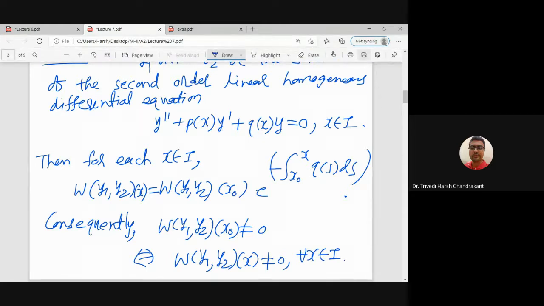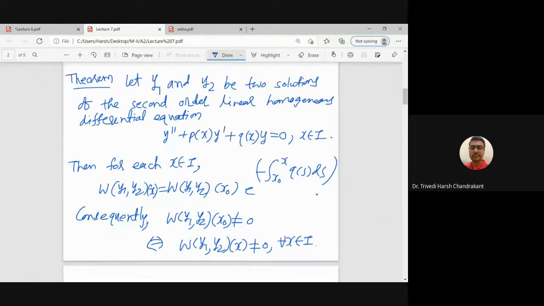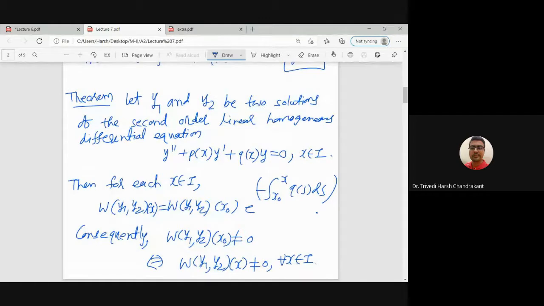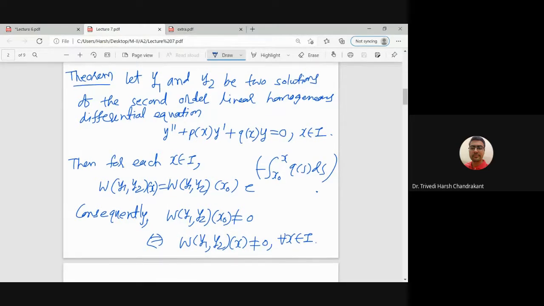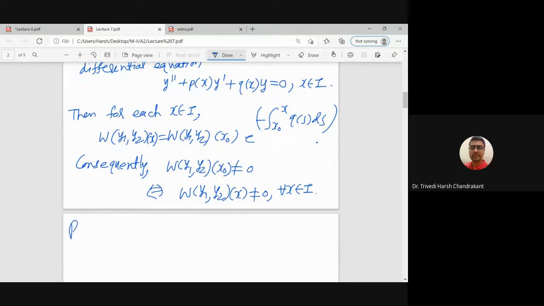Right. So this will help us check whether given solutions y1 and y2 are independent. Using this result, we can check the Wronskian condition at only a single point rather than at every point. The application we'll discuss later on, but let us first try to prove this simple result.